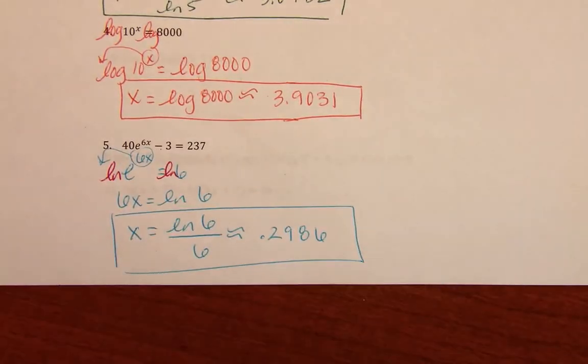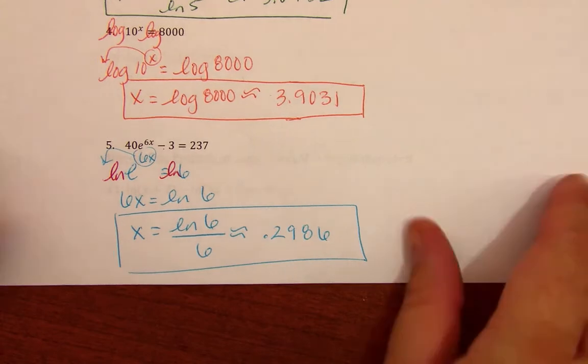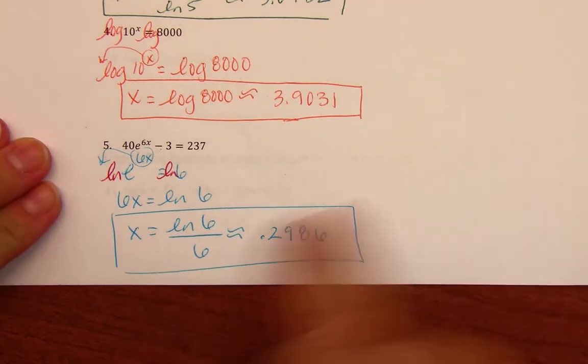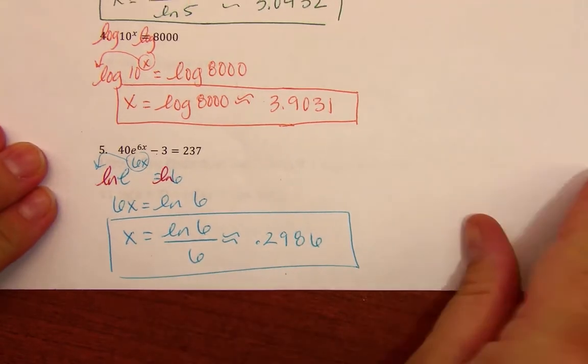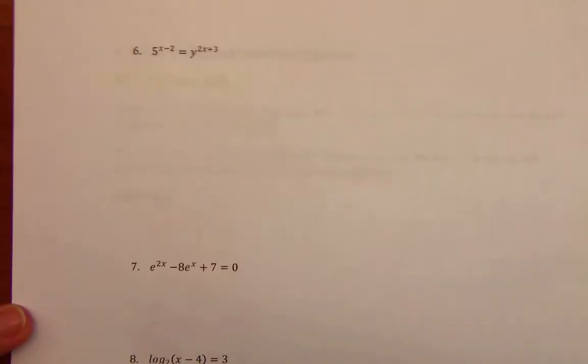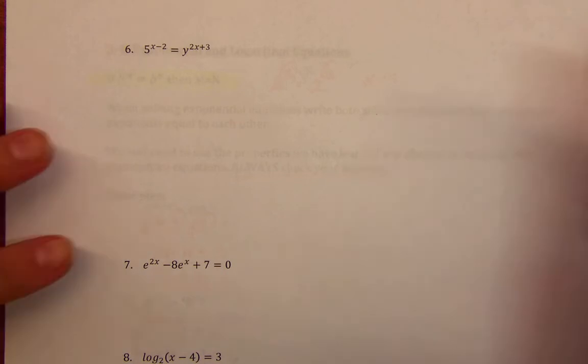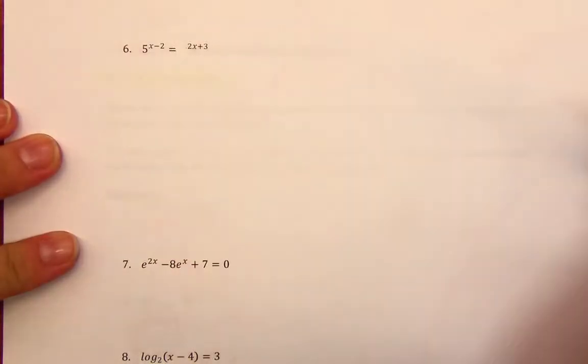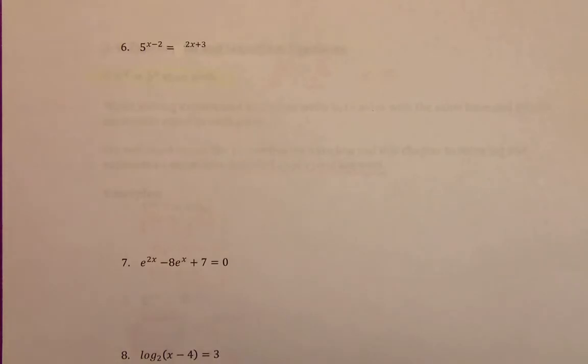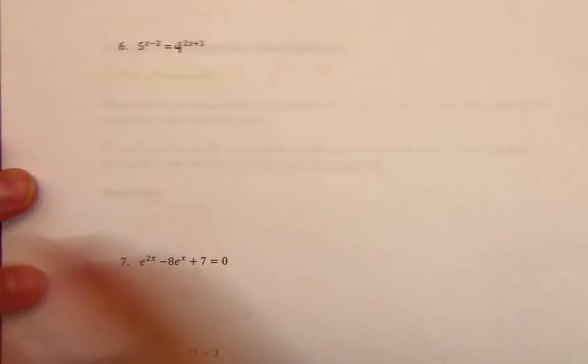Okay, so again, in my answers, I'm including the real part, or the exact answer, and my approximate answer. Let's go ahead and flip the page here and look at a couple more examples. Number 6 here, we have 5 to the power of x minus 2, and 4, I'm sorry, we're going to change that to a 4 again. I'm not sure why my 4's all turned into y's, but 4 to the power of 2x plus 3.